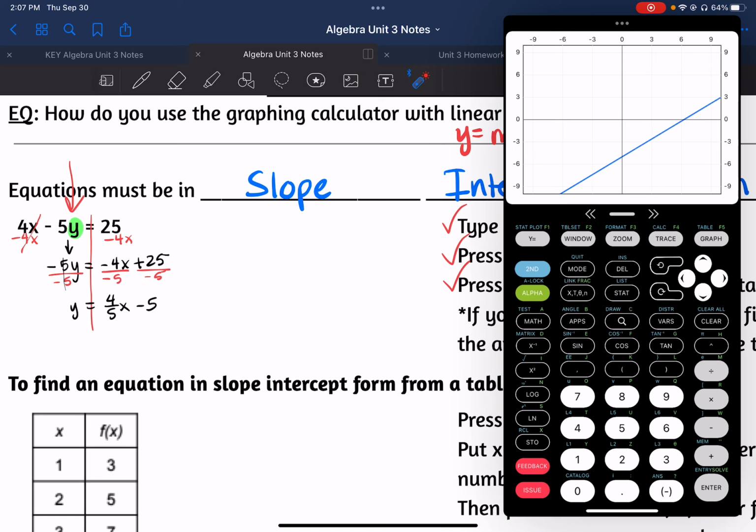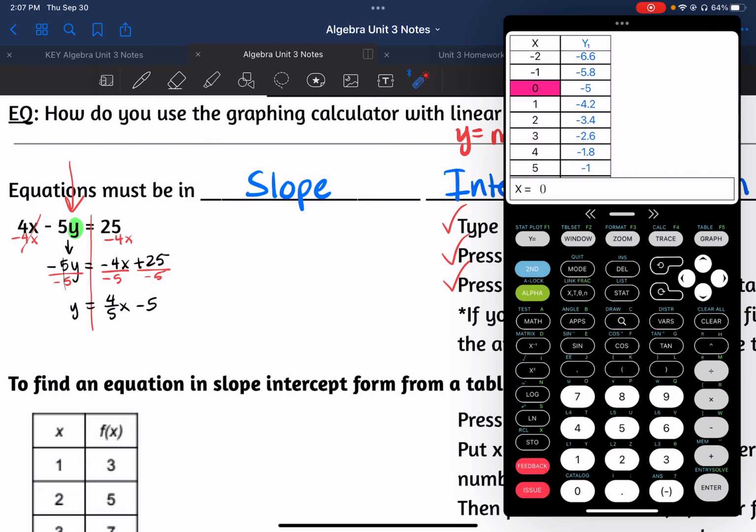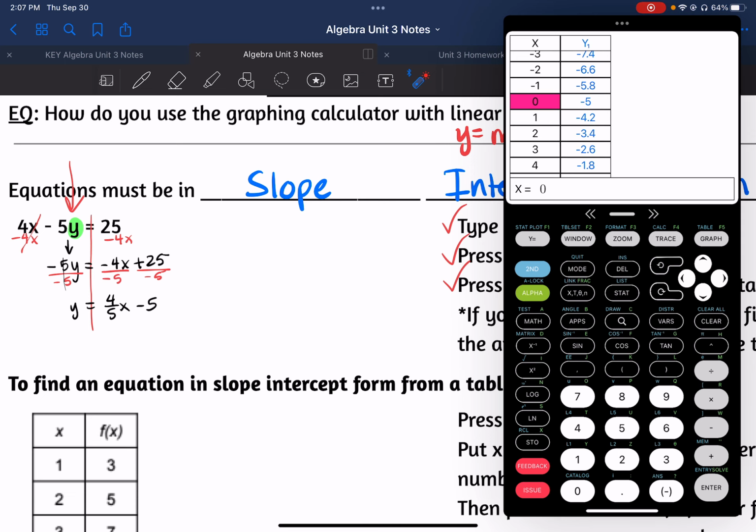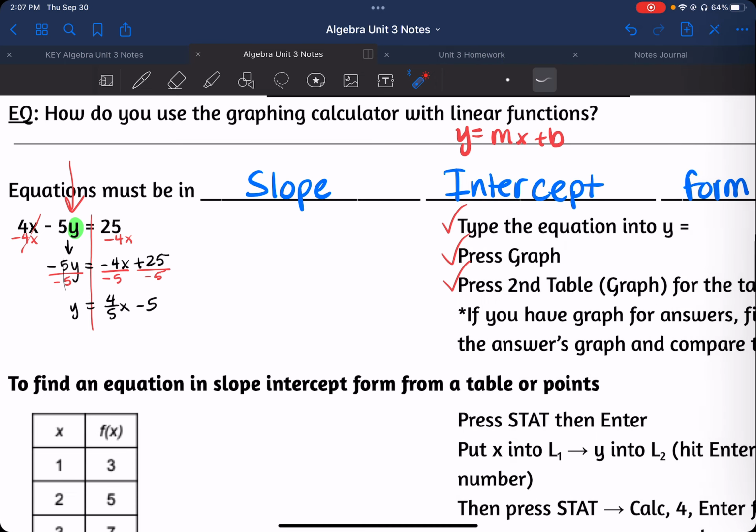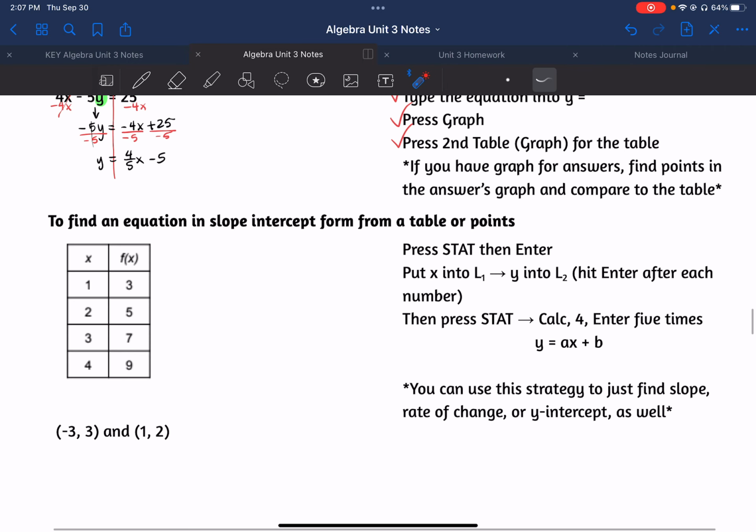Okay, now that I hit that, if I wanted to figure out what are the points on this line, you hit second, that blue button, and then graph button again. It brings you its table. Okay, cool. All right, so that's how we do that. Now, here's the second part. The second part says this: to find an equation in slope-intercept form from the table or points. Now, this right here, what I'm about to show you, is something I've already shown you. So this is really cool because you guys already know how to do this. We're going to take these points, plug them into my calculator, and figure out what my equation is. So let's go.